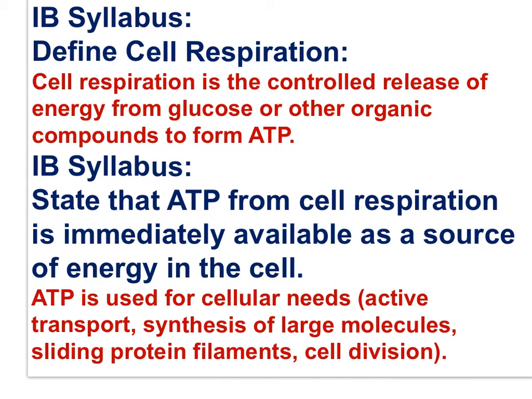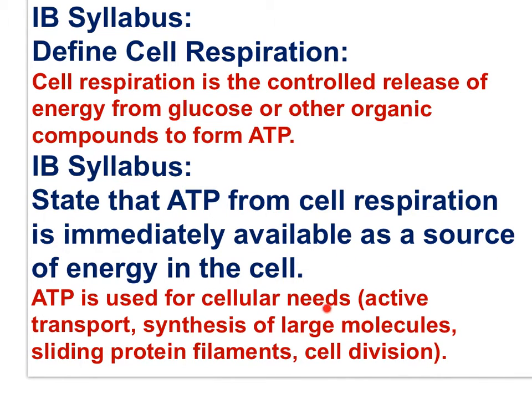Here are the first two IB syllabus statements. Define cell respiration. Cell respiration is the controlled release of energy from glucose or other organic compounds to form ATP. Secondly, state that ATP from cell respiration is immediately available as a source of energy in the cell.